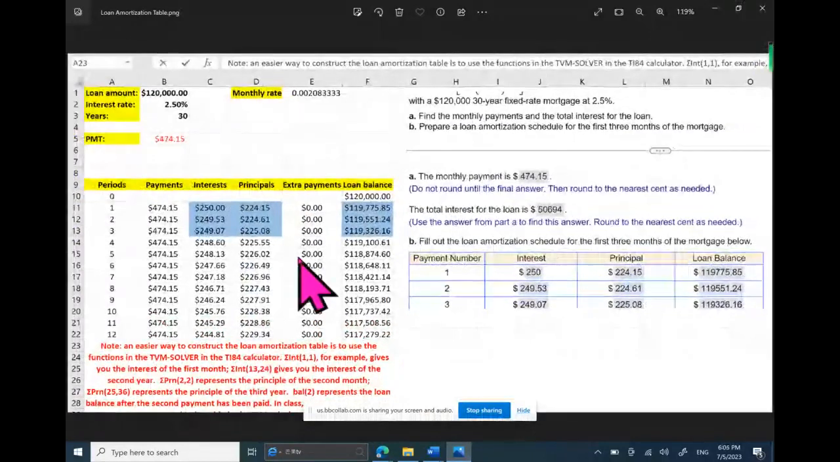Loan amount is given, interest rate is given. Divide the interest rate by 12, and we have the monthly interest rate. And years is 30 years. And PMT is found. So the first payment is $474.15. How much of it is interest, and how much is principal? For the interest, we multiply the loan amount by the monthly interest rate, and then subtract the interest from the payment.